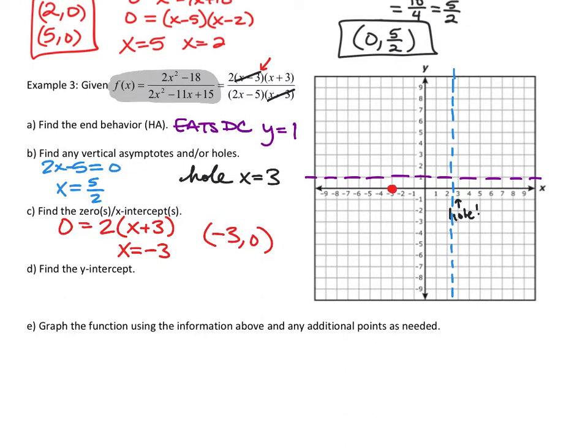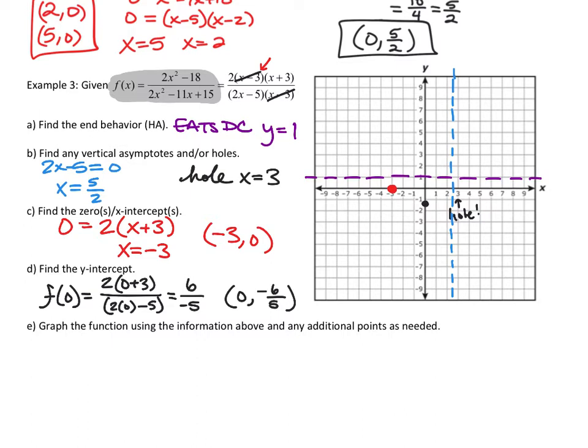And last but not least, we're going to find the y-intercept, which is again just plugging in 0 for x. I'm going to plug it into the reduced factored form: 2 times 0 plus 3, and 2 times 0 minus 5. 2 times 0 plus 3, that's 6. And 2 times 0, that's 0. Minus 5 is negative 5. So my y-intercept is at (0, -6/5), which as a decimal is like negative 1.2. So about right there.